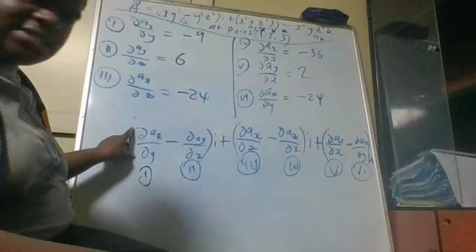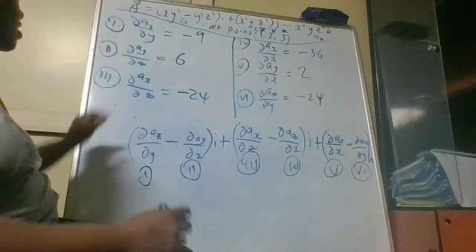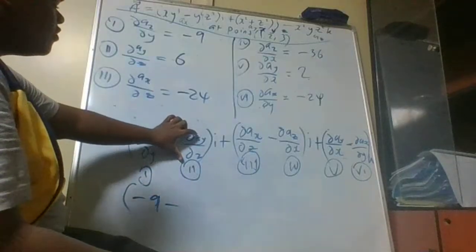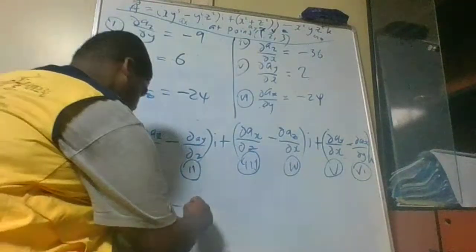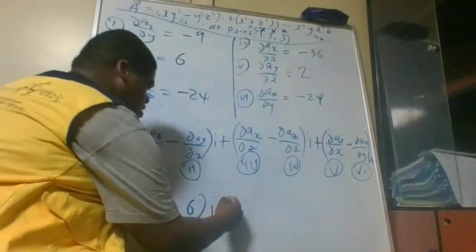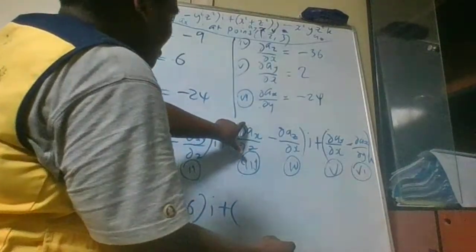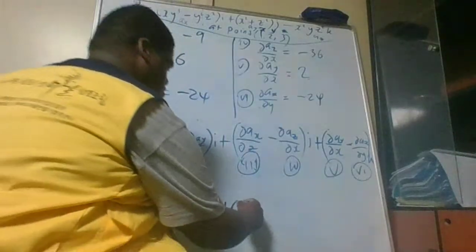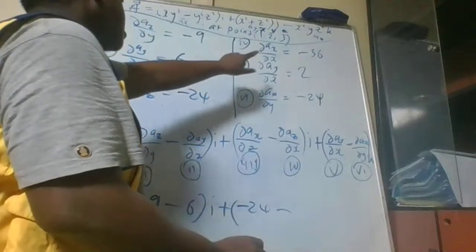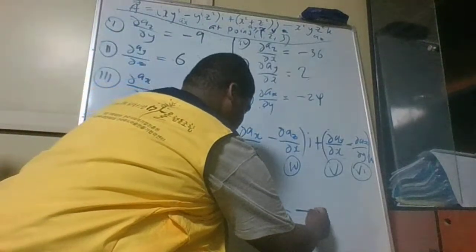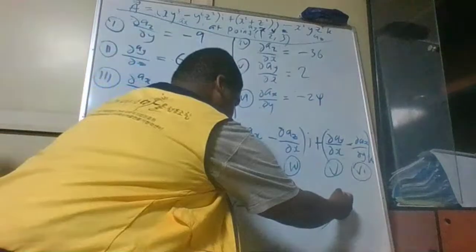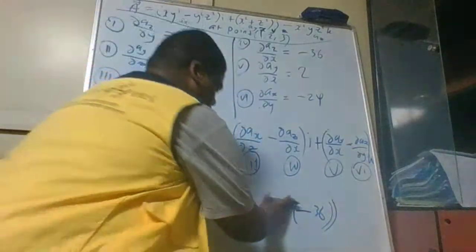So we now substitute back. We have the partial derivative of Az with respect to y. The first term, that is negative 9, minus the partial derivative of Ay with respect to z, that is 6. Negative 9 minus 6i, plus the partial derivative of Ax with respect to z, that is negative 24, minus the partial derivative of Az with respect to x, that is negative 36. So negative 24 minus 36. Minus times minus is equal to plus.